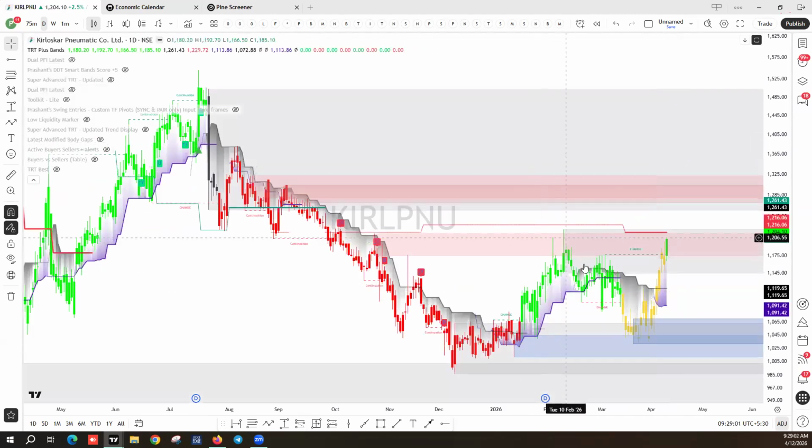Kirloskar turned green, went up, came down, gave a retracement entry, and again it's going up. So we had mentioned this when the bias is far away, prices can come down. It can come down below this also, or if it doesn't come and reverses from the buying area, this is likely to be a target. Okay. If it closes above this, then again we can look for a retracement.